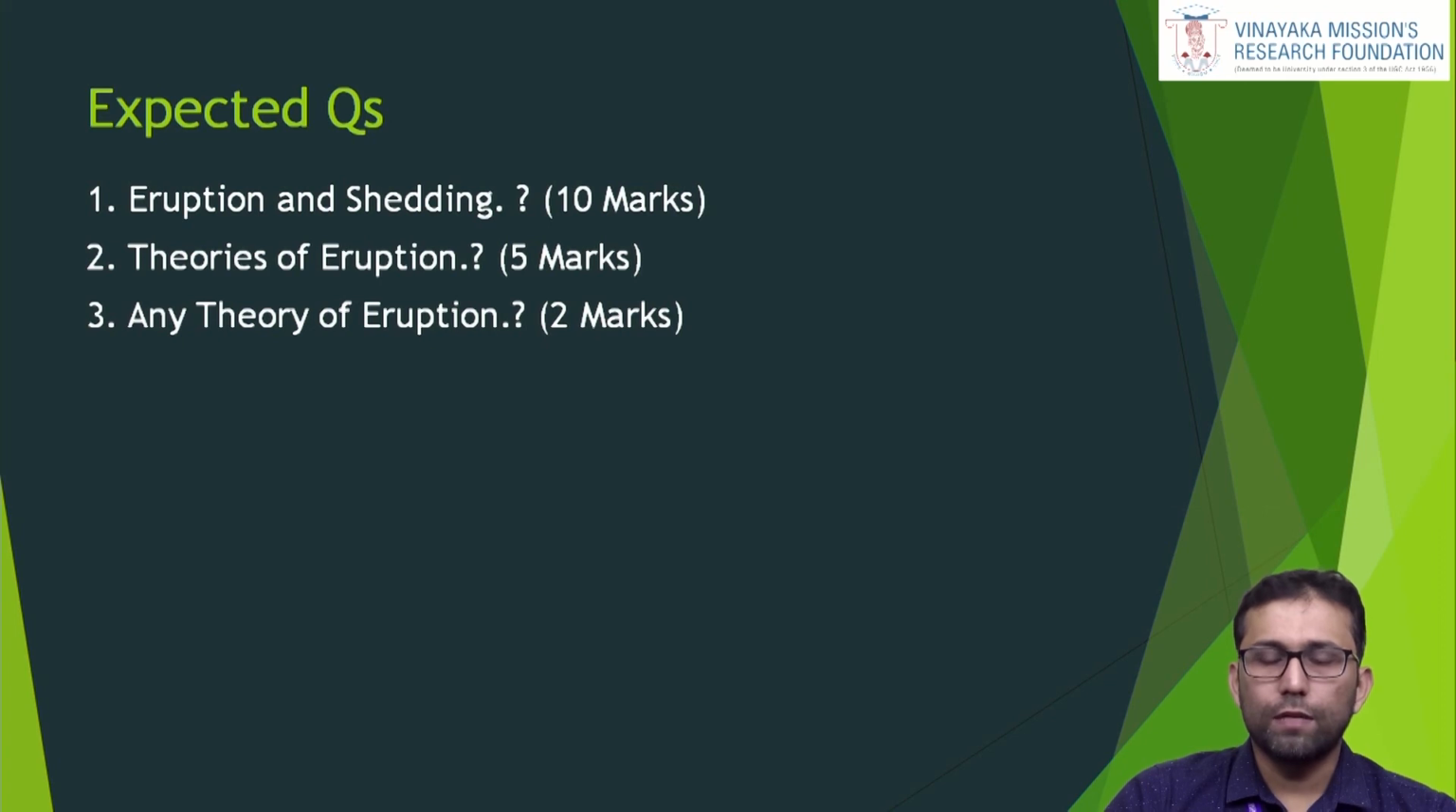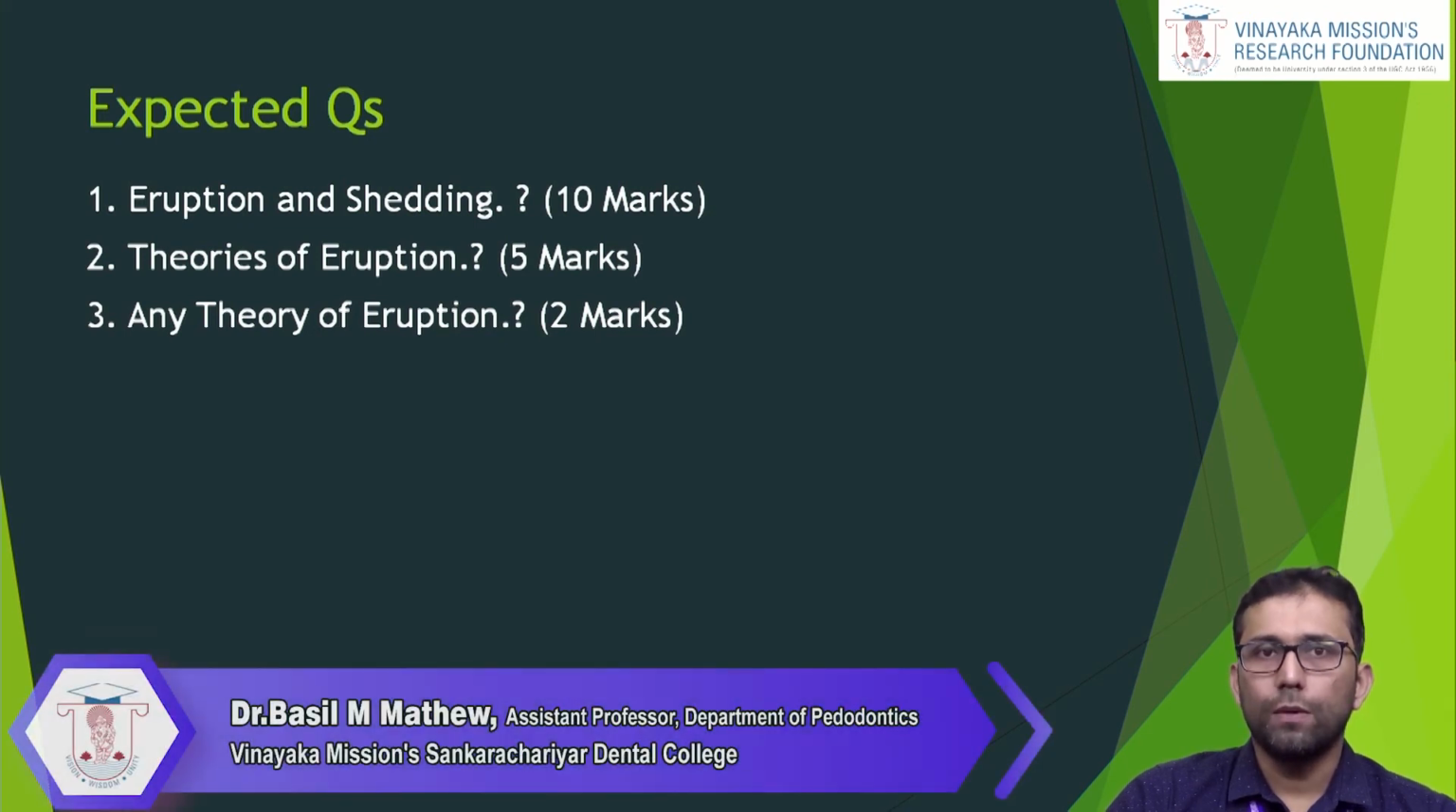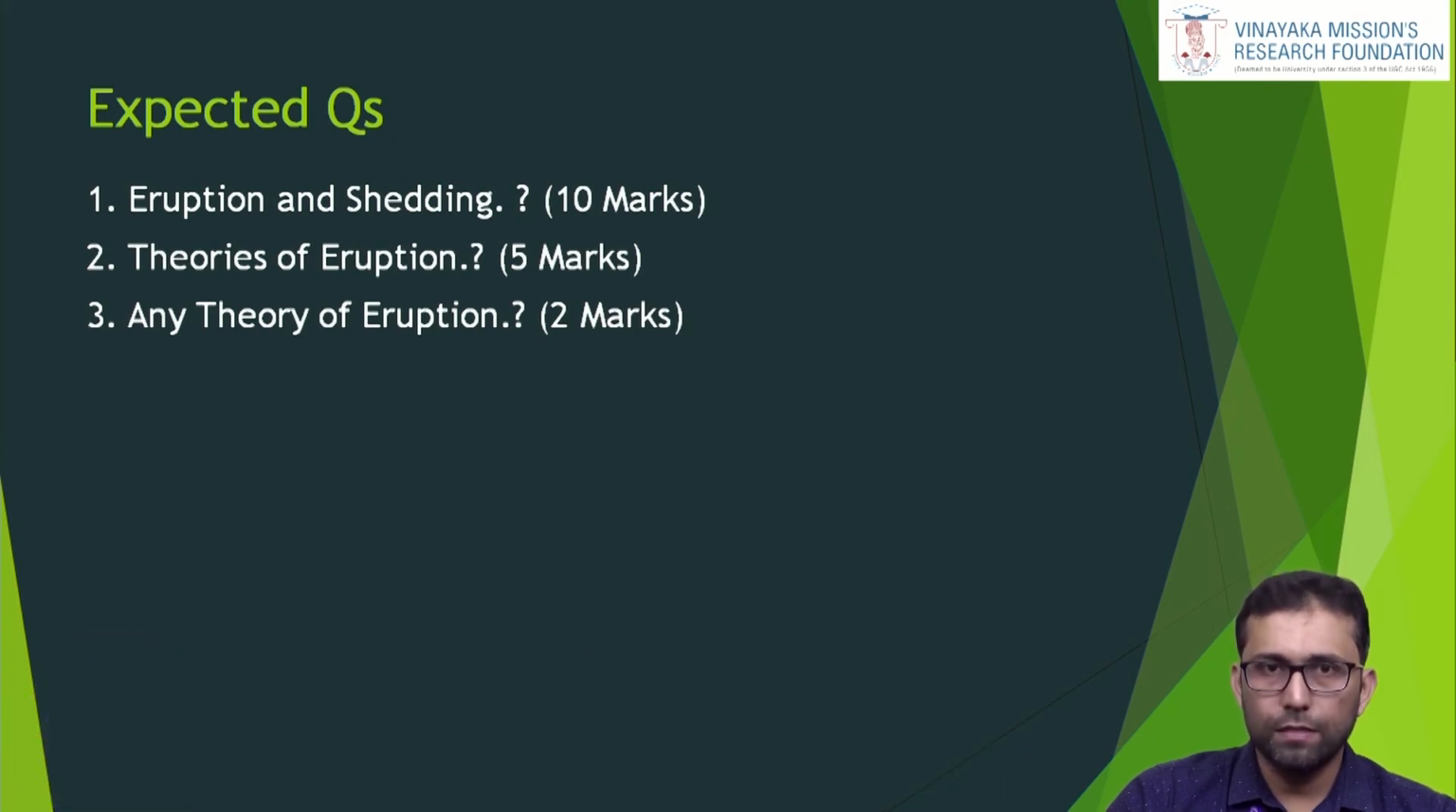Eruption and shedding, as a general full topic, is a 10-mark question which will include the eruption, which I showed about the pre-eruptive, eruptive and post-eruptive phases and the stages under it, including the theories of eruption. It should also include the shedding, how the shedding occurs and the pattern of shedding with a supporting diagram. So that is a 10-mark question, whereas the theories of eruption will as such be a question for 5 marks, where all the theories of eruption should be dealt with.